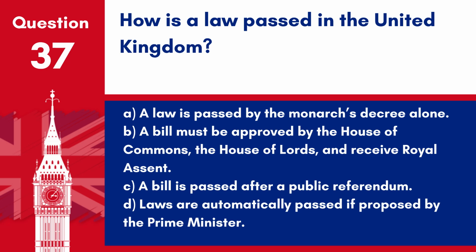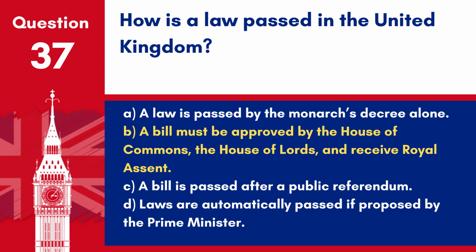A. A law is passed by the monarch's decree alone. B. A bill must be approved by the House of Commons, the House of Lords, and receive royal assent. C. A bill is passed after a public referendum. D. Laws are automatically passed if proposed by the Prime Minister.